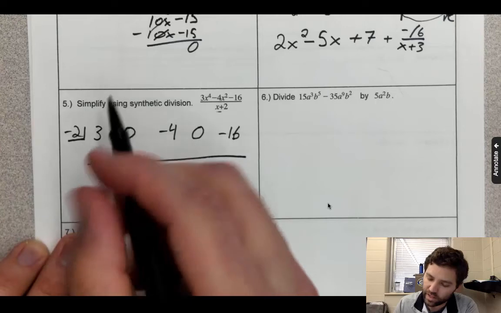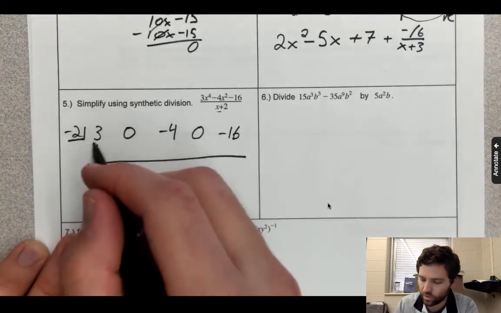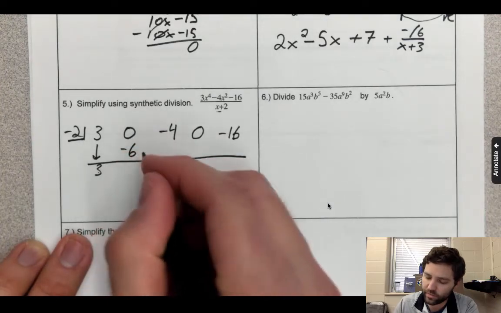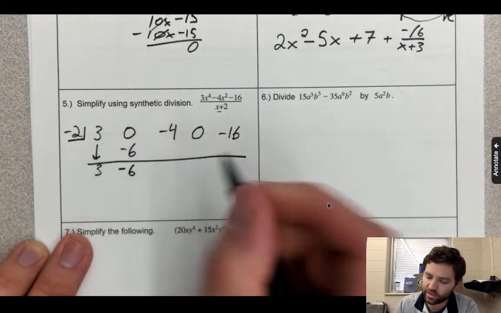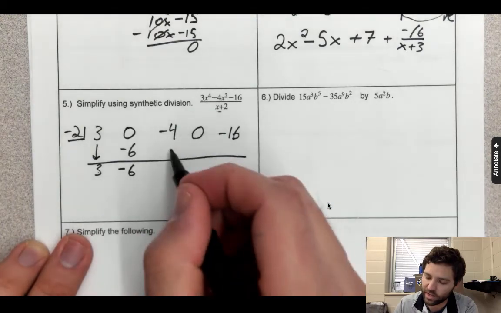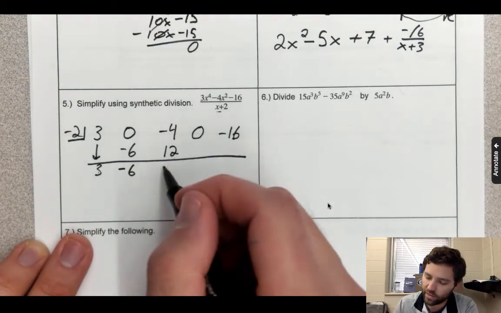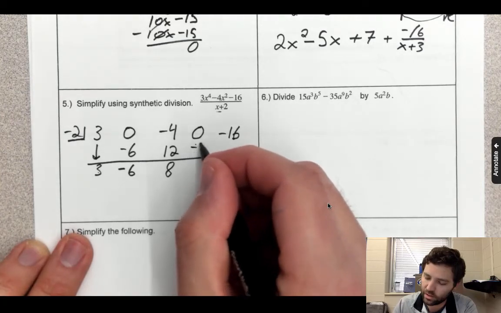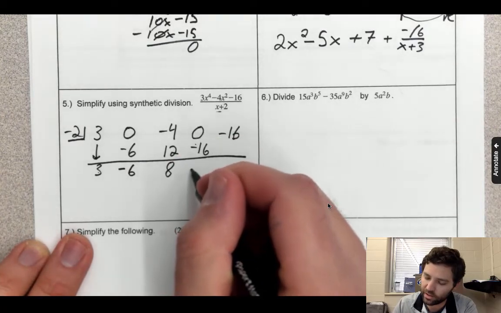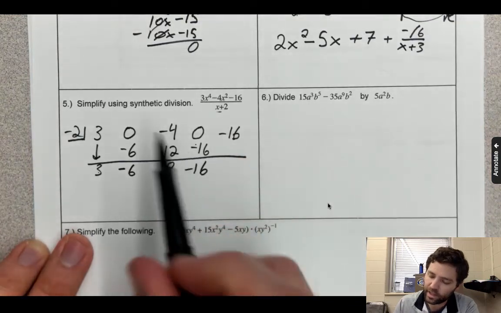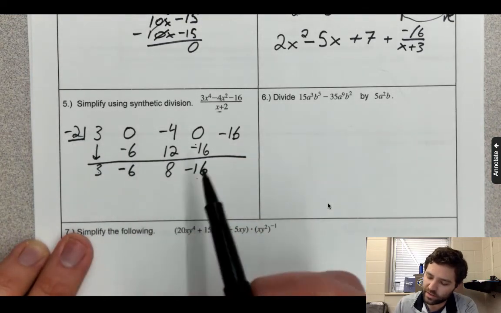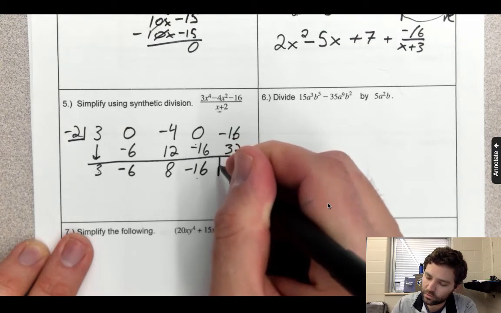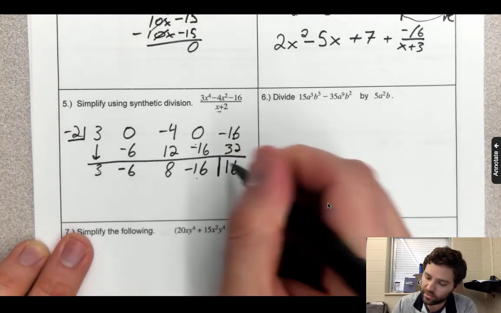All right, now we're going to divide. So I'm going to bring down the 3. Negative 2 times 3 is negative 6. Add them up. 0 plus negative 6 is negative 6. Negative 2 times negative 6 is positive 12. Add them up, I get positive 8. Negative 2 times 8 is negative 16. Add them up, I get negative 16. And then negative 2 times negative 16 is positive 32. Add them up, I get positive 16 for my remainder.